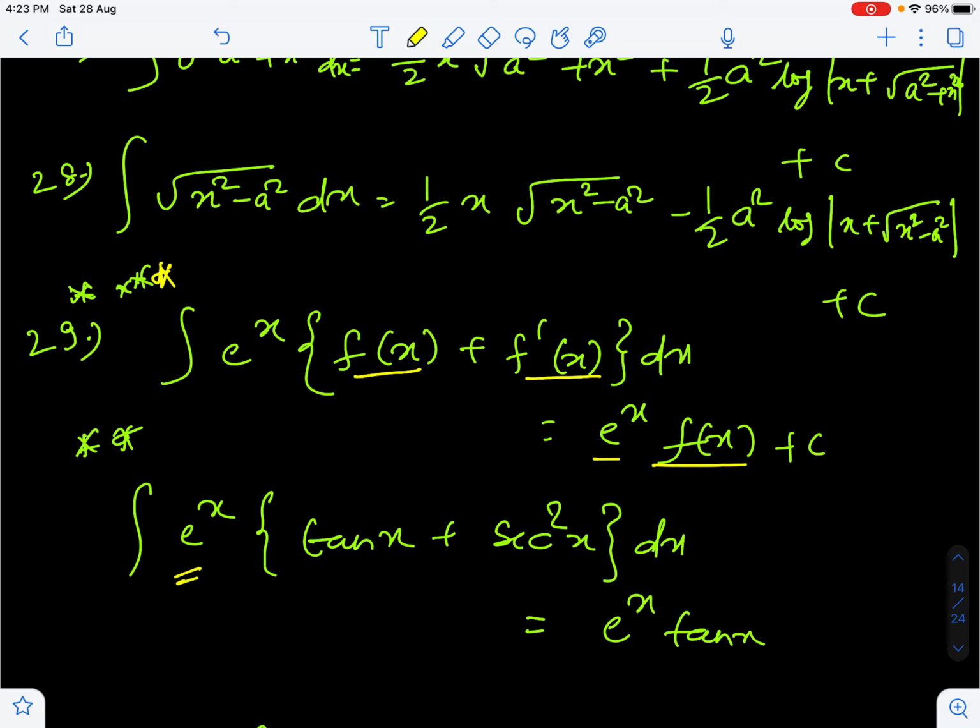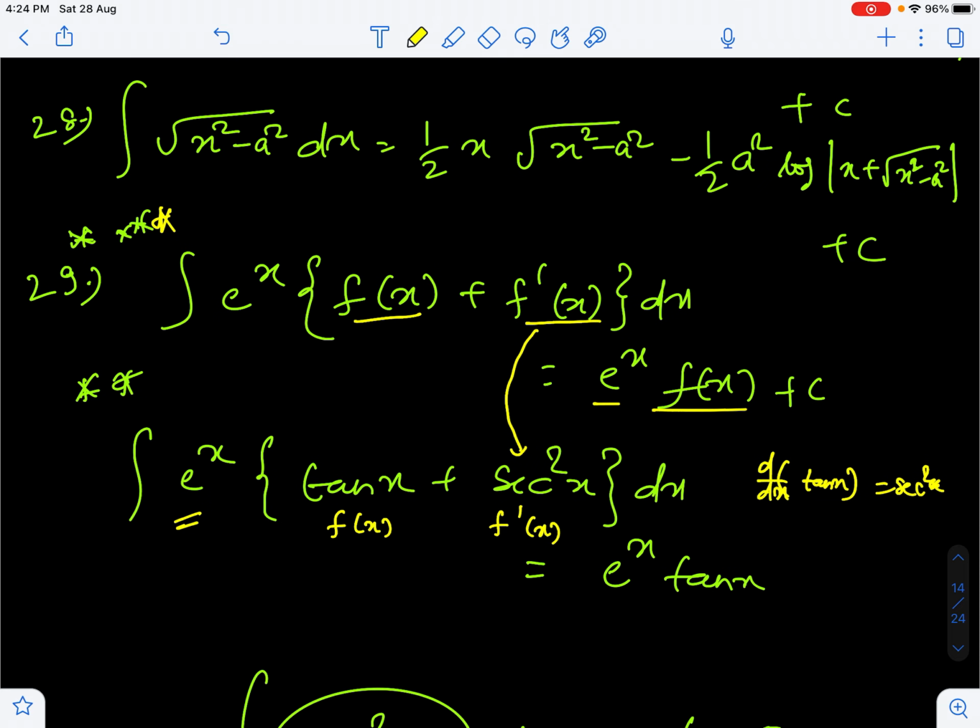Like some question, you can see e to the power x (tan x plus sec square x). Suppose this is f of x. You know that the differentiation of the first function, which is f dash x, because you know that d by dx of tan x is nothing but sec square x. So if you have this type of format, the answer will be e to the power x tan x.